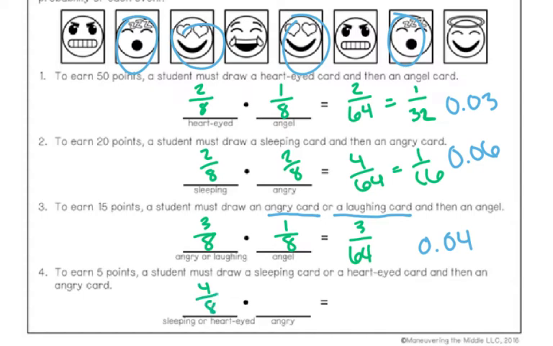Then we're going to draw an angry card. When I look back up in my set of cards, there are the 2 cards that are angry, so that one has a 2 out of 8 chance of happening. Multiply these events together, I have 8 out of 64, which reduces to 1/8. When I find out the decimal form of that, I have 0.125. So this event is the furthest away from 0, or the largest probability of happening.